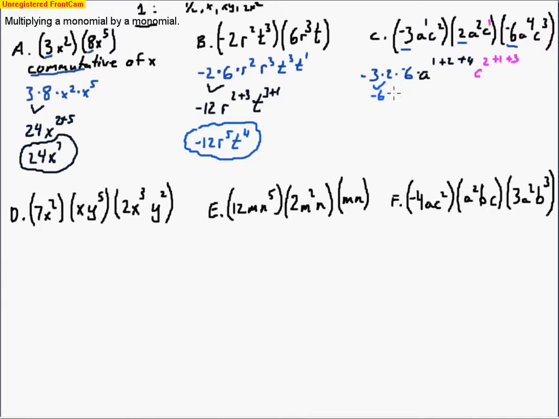Negative 6 times this negative 6 that I just brought down makes a positive 36. Then I count up the number of a's I have. I got 1, 2 makes 3, and 4 makes 7 altogether. So a to the 7th. And then count up the c's. 2 and 1 make 3, plus 3 makes 6. So there it is. 36, a to the 7th, c to the 6th is our answer.